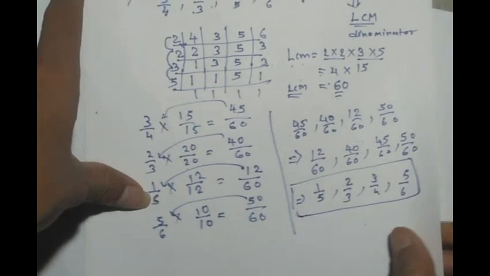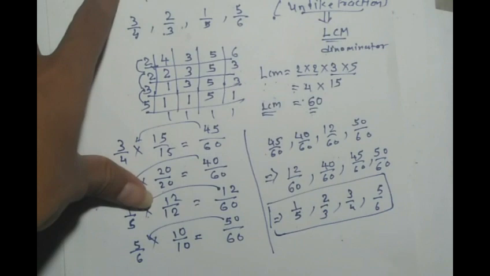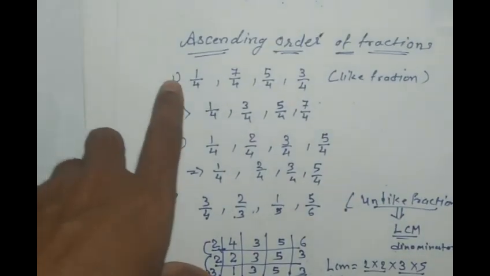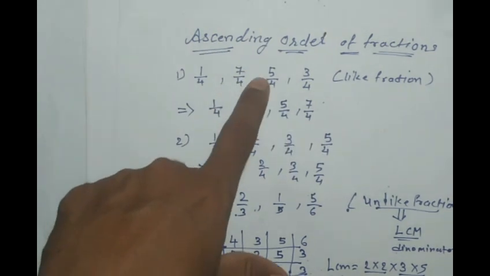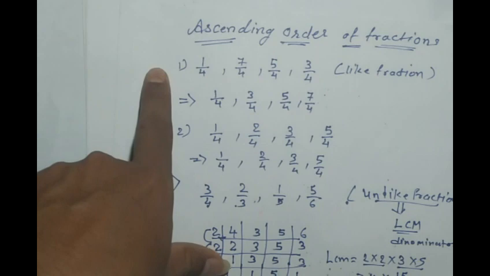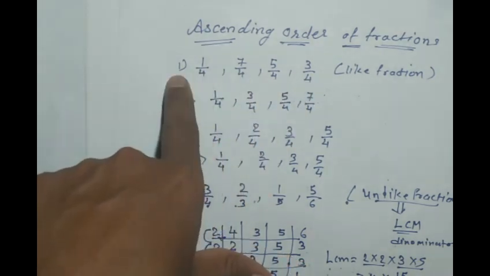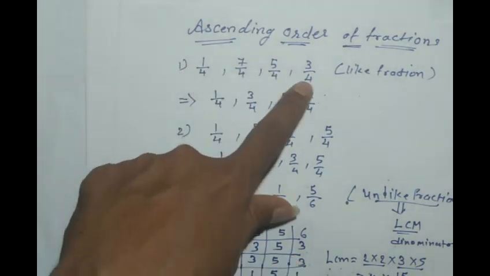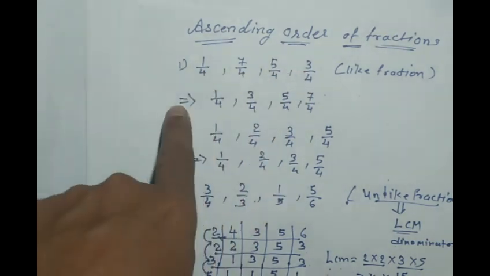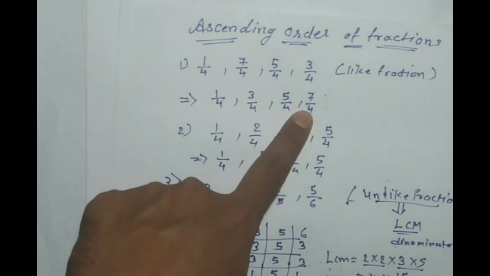Now we will recap it once again. What was the question? 1 upon 4, 7 upon 4, 5 upon 4 and 3 upon 4. Here in the first example all the denominators are the same. So for that we have to see only the numerator. According to the numerators we arranged them in ascending order and got the answer.